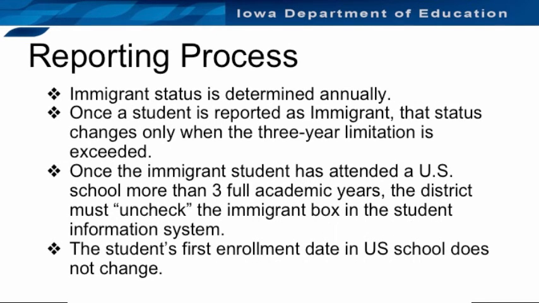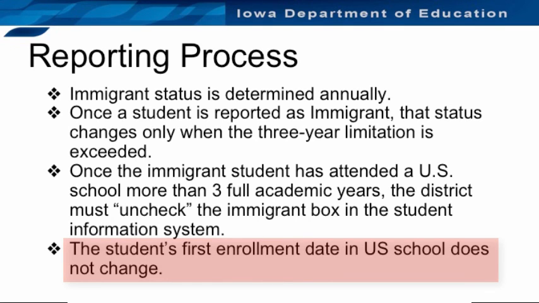Additionally, in the reporting process, note that immigrant status is determined annually. Once a student is reported as immigrant, that status changes only when the 3-year limitation is exceeded. Once the immigrant student has attended a U.S. school more than 3 full academic years, the district then unchecks the immigrant box in the student information system. Keep in mind that the student's first enrollment date in a U.S. school does not change.